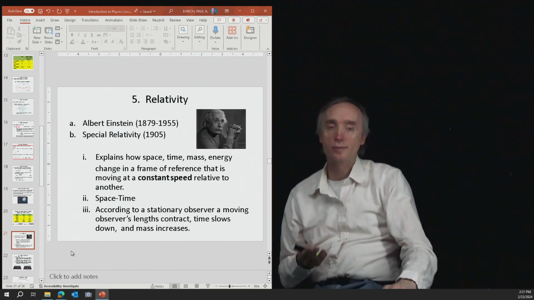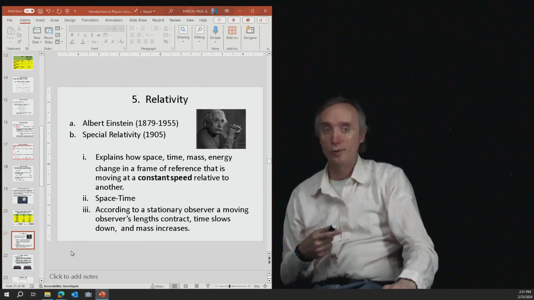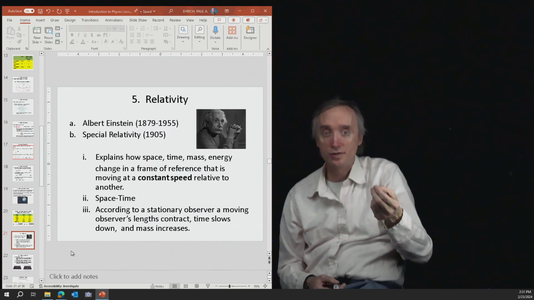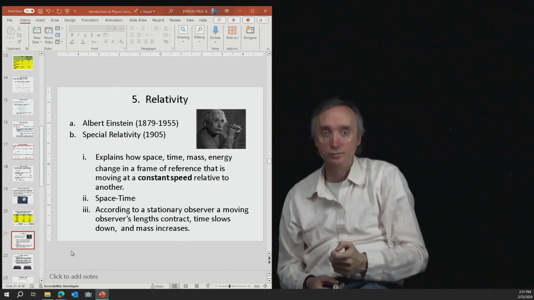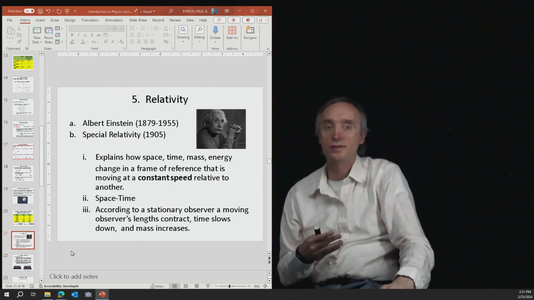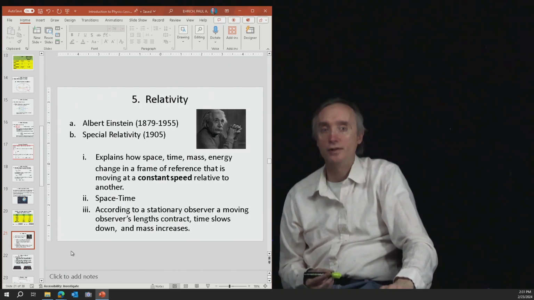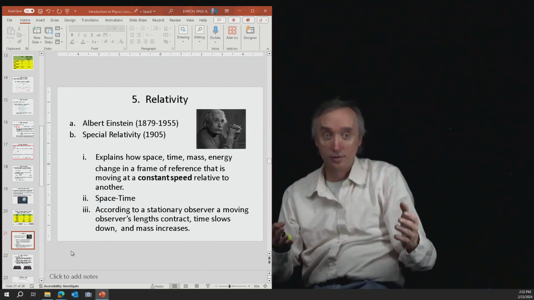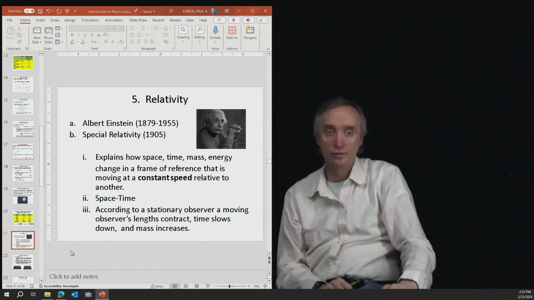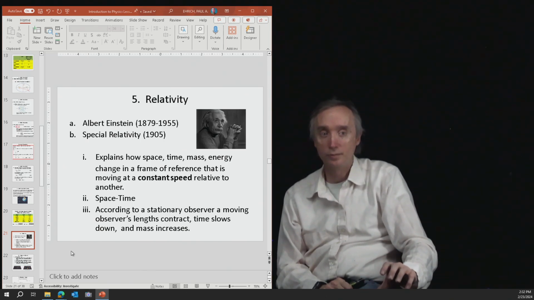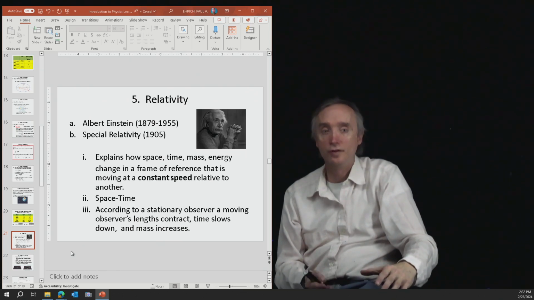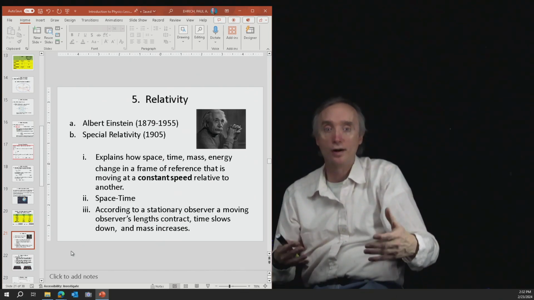So the theory of special relativity is to explain how space, okay, now what do we mean by space? Up, down, sideways, in, out. So 3 dimensions of space and then 1 dimension of time. Okay, and then how does space and time and mass and energy change in a frame of reference that is moving at a constant speed relative to another frame of reference? So what do I mean? Let's say the Earth is 1 frame of reference. And then you got Albert Einstein in his rocket ship flying past the Earth. He would be in another frame of reference moving relative to the Earth. So that's why we call it relativity.